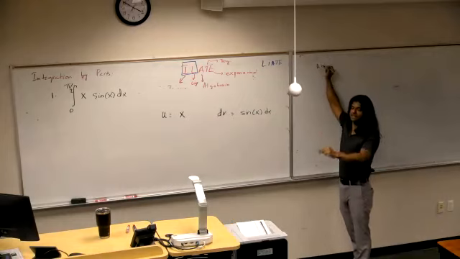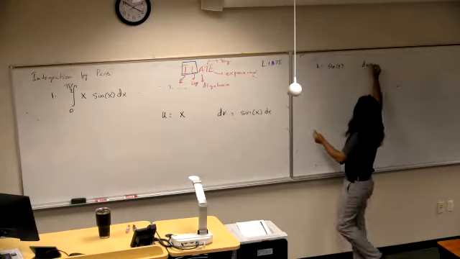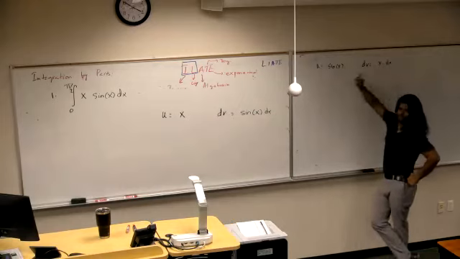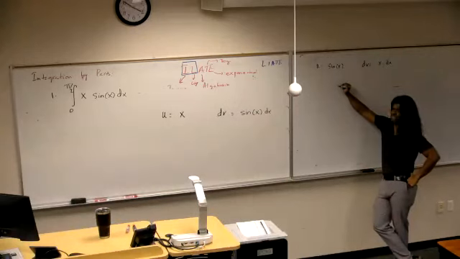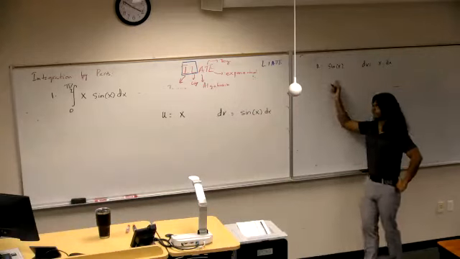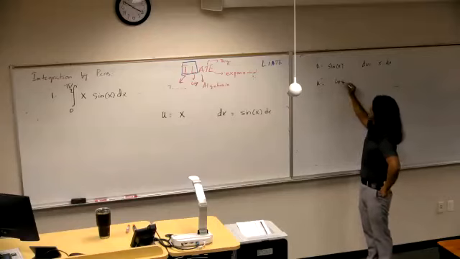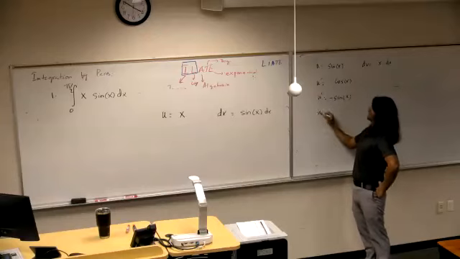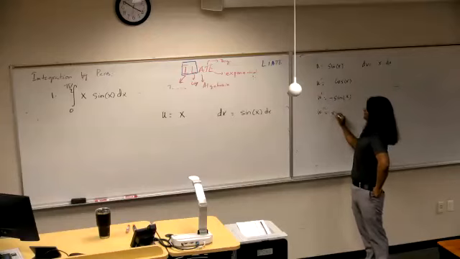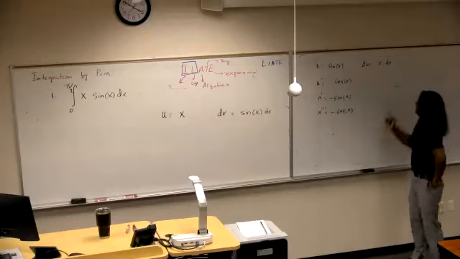So hypothetically, let's say you pick u to be sine x and dv to be x dx. Good. Ask yourself, I am going to successively differentiate. First time you differentiate, what do you get? Cosine x. Second time you differentiate, negative sine x. Third time you differentiate, negative cosine x. Okay, not a good idea.